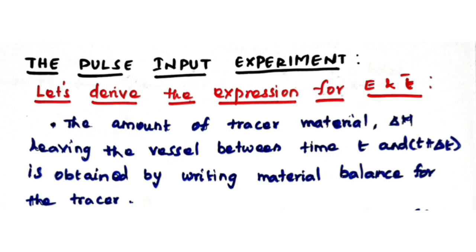Next let's derive the expression for E and T bar. T bar is nothing but the mean residence time.